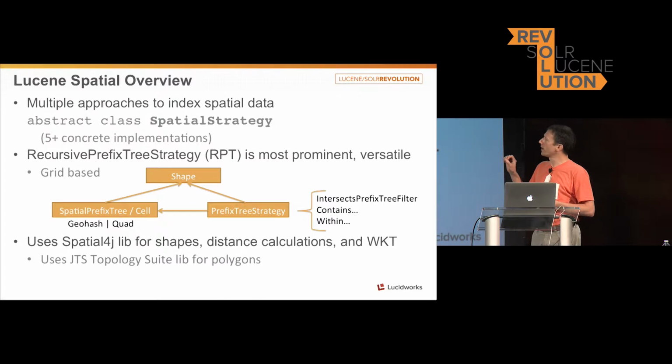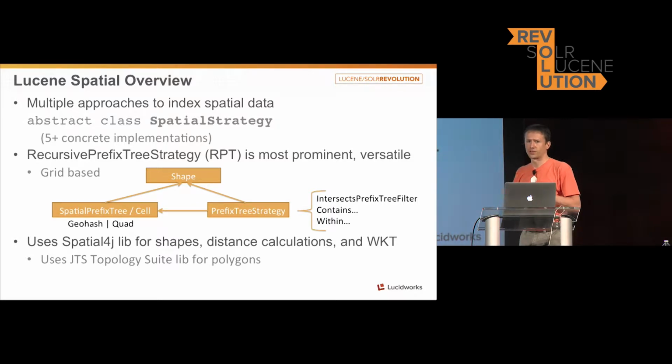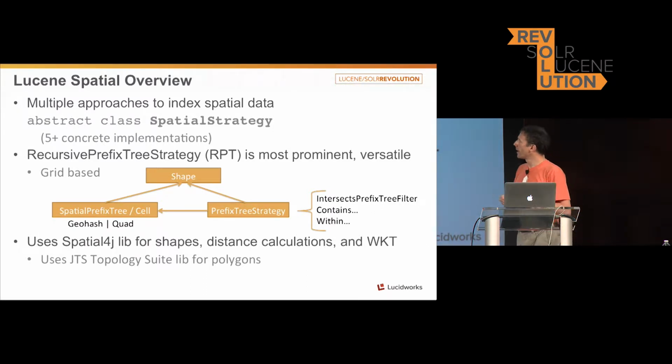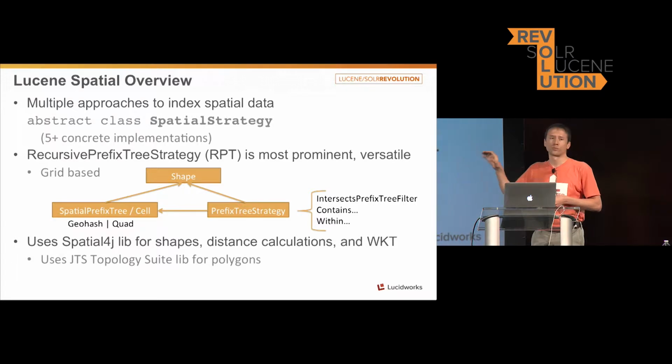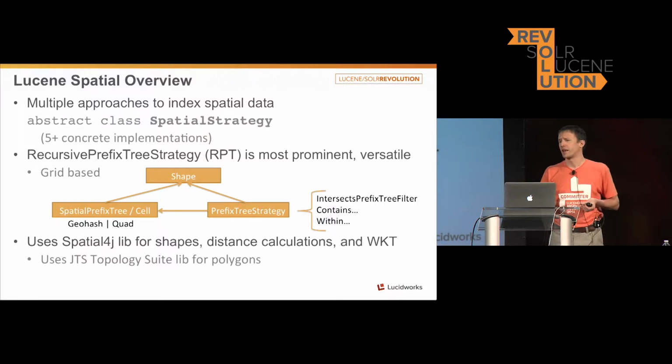A key point here is that there's a shape abstraction that has no other dependencies, really. The shapes implement being a shape, whether it's a rectangle or a circle. The prefix tree strategy in particular knows about shapes and works with them. The other spatial strategies work with the shape layer as well. The prefix tree strategy is a grid-based strategy, and it has another abstraction called the spatial prefix tree, which actually implements a particular grid of some nature. There's a geohash one, and there's a quad one. The geohash one is really only for geodesics, but the quad one can handle other numeric data that may not be spatial on the Earth.